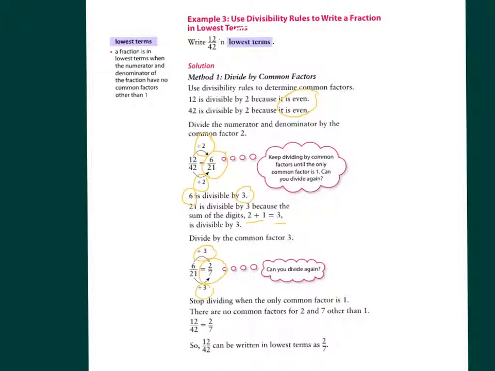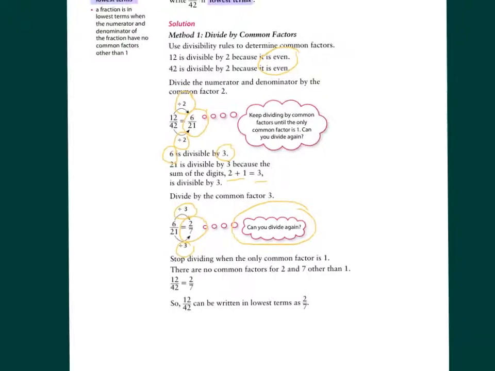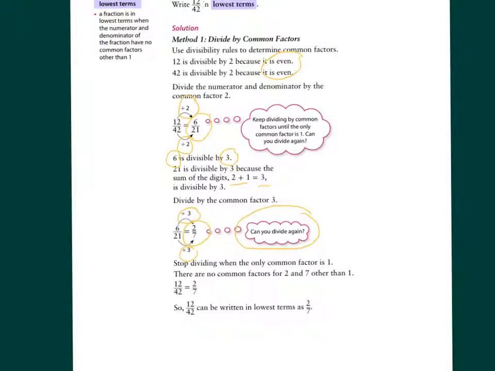Notice the thought bubble over here to the right. Can you divide again? Well, let's take a look. If you found the common factors between 2 and 7, the only one they actually have in common is 1. So once you get down to the fact that they only have 1 in common, you're done. So 12 over 42 in lowest terms is 2 over 7.